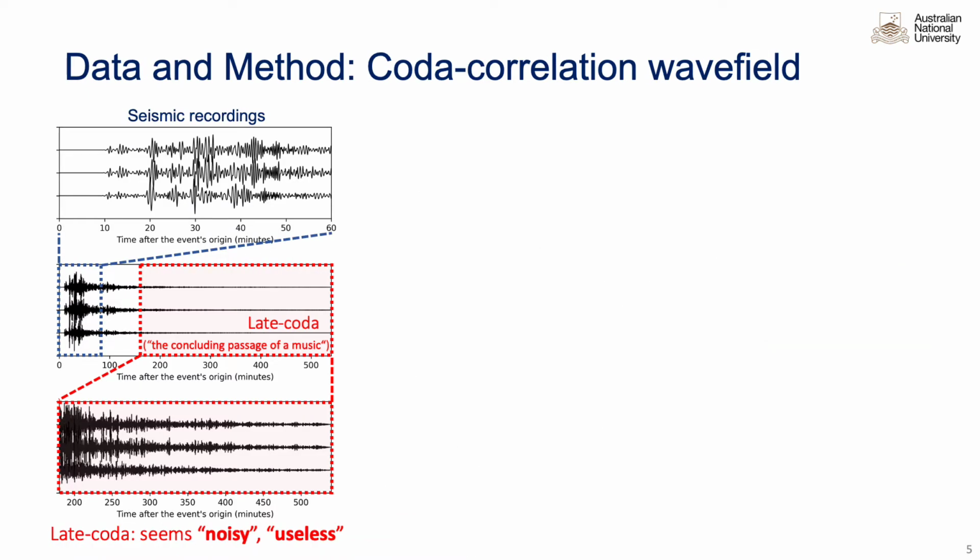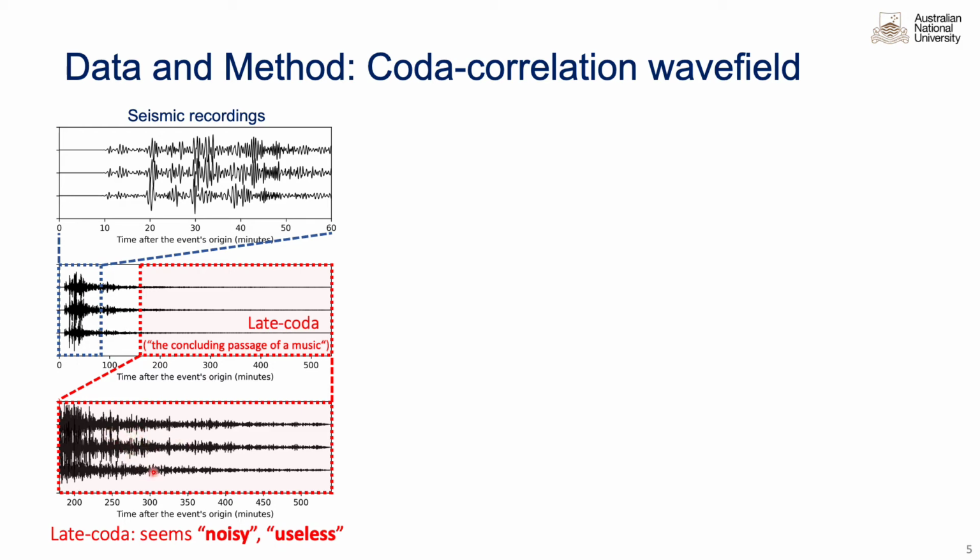Now, data and method. We use the coda correlation wavefield. So what is coda correlation? Here are examples of seismic recordings. You can see clear and strong signals. And after these clear and strong signals, we can see relatively weaker recordings, the later coda. Coda means tail, like the concluding passage of a piece of music. So imagine when you are in a concert, the concluding passage will be the most charming and fascinating part, the mixture of many instruments and emotions, like here, a mixture of complex signals.